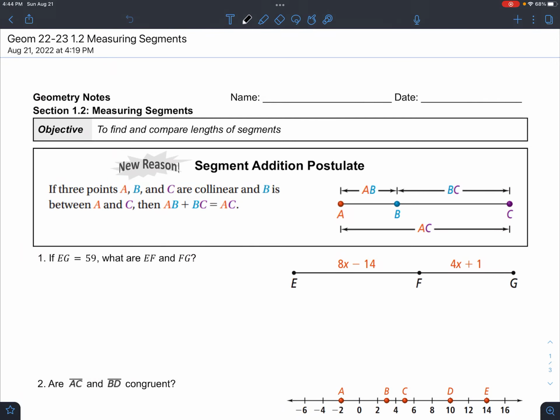Okay, thanks for tuning into our next lesson, 1.2. So we're going to be talking about segments here and using some algebra to solve for some missing variables too.